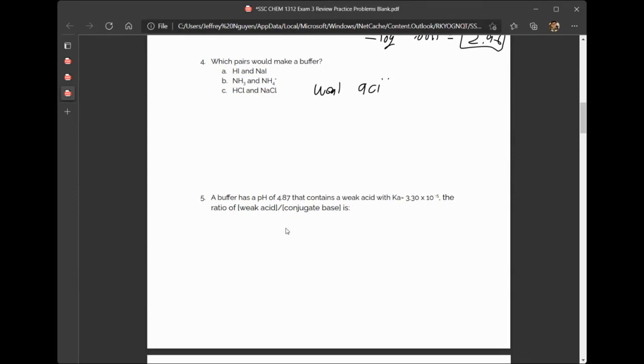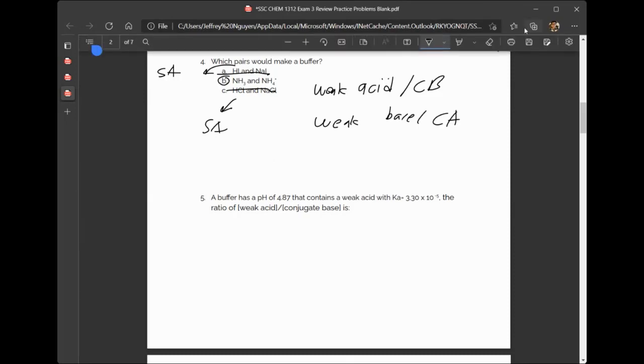So we have a weak acid, right? So buffers are made of a weak acid and its conjugate base, or a weak base and its conjugate acid. So which one is that? Well, we know that HI is a strong acid, so that is invalid. And then we know that HCl is also a strong acid, so that's also invalid. So therefore we get this one. NH3 is a weak base, and its conjugate acid is NH4+, when it receives the proton as a base. Okay, any other questions on this one?